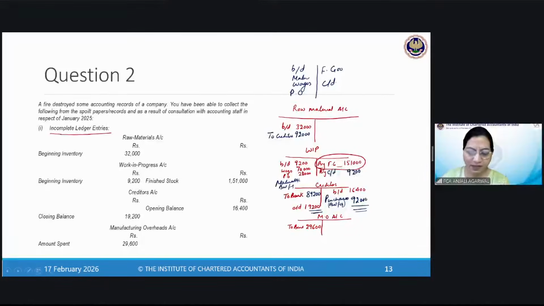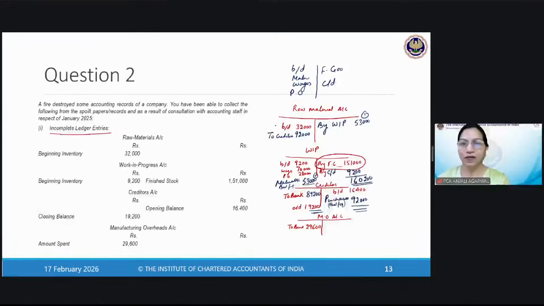So what is the figure of raw material? 1,51,000 plus 9,200. Credit total is 1,60,200 minus 9,200 minus 70,000 and minus 28,000. So 53,000 worth of goods have moved from stores or material to work in progress by WIP, 53,000. This is again the balancing figure. This is moving here.